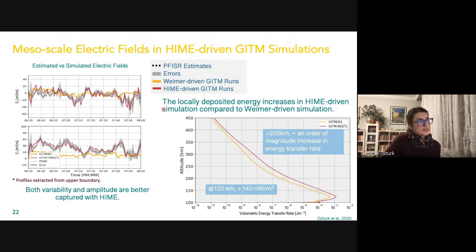We also know that these kind of structures deposit energy locally, and looking at the altitude profile over Pfizer, we can see that there is an order of magnitude increase in energy transfer rate between the GITM that is driven with Weimer or HAO, and around 120 kilometers, it's around 140 nanowatts per meter cube.